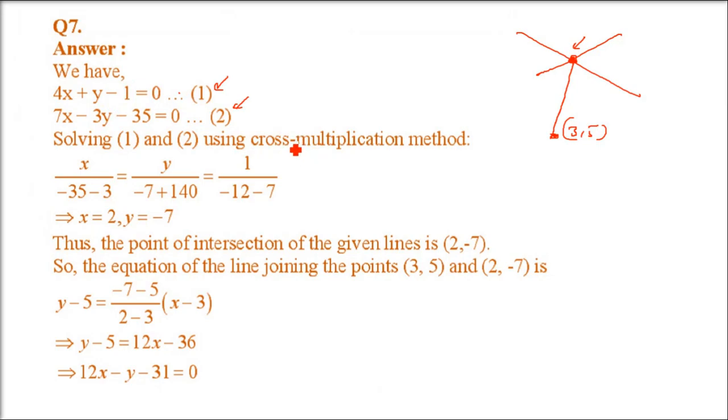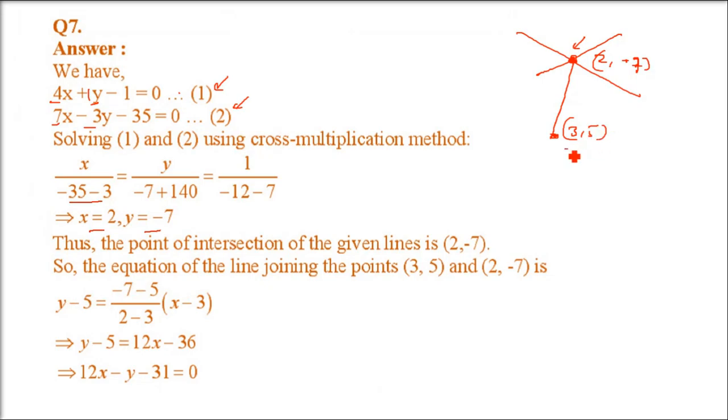Okay, so the cross multiplication method, I already told you how to find out. We always have a formula: x over b1c2 minus b2c1, and y below that is c1a2 minus c2a1, and below 1 it will be a1b2 minus a2b1. a1 is 4, a2 is 7, b1 is 1, b2 is minus 3, c1 is minus 1 and c2 is minus 35. So all these values you are going to take. I hope you'll be able to find out the intersection point, which is going to be (2, minus 7).